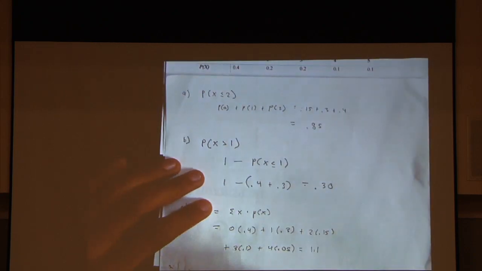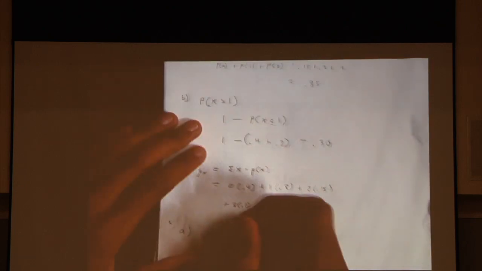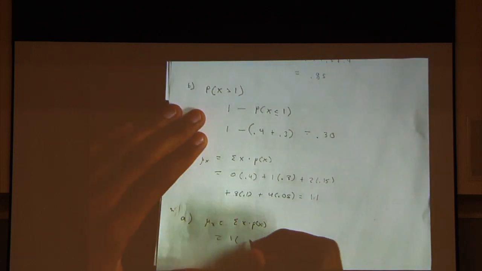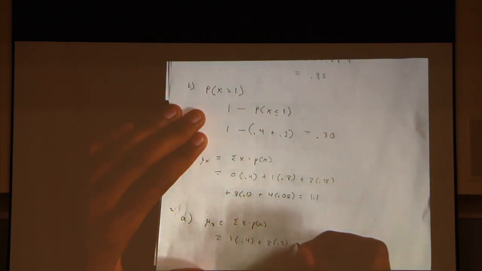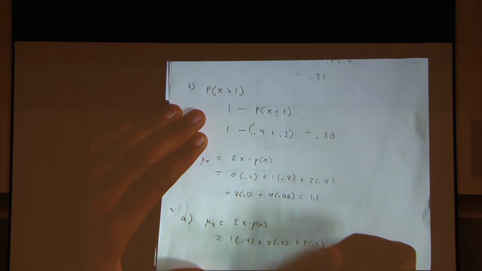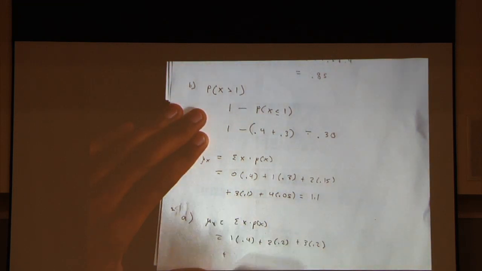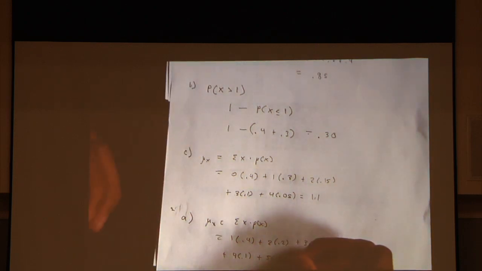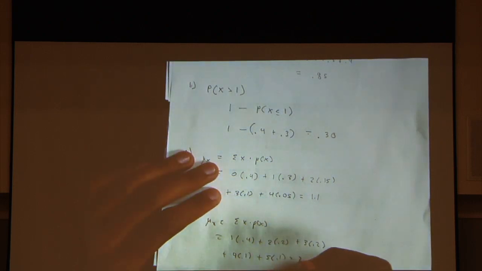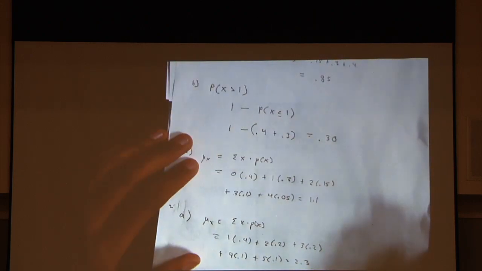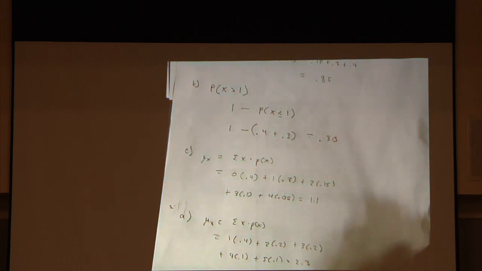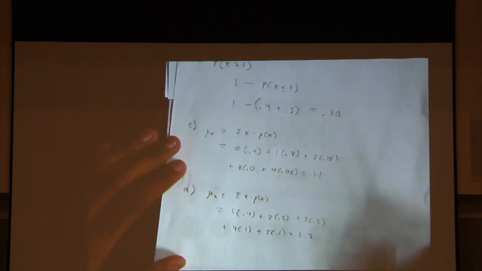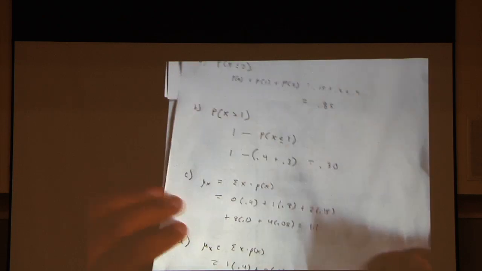So this is going to be 1 times 0.4 plus 2 times 0.2 plus 3 times 0.2 plus 4 times 0.1 plus 5 times 0.1, right? Which should be about 2.3, so not exactly in the middle, right? Once again. So then they want the variance.